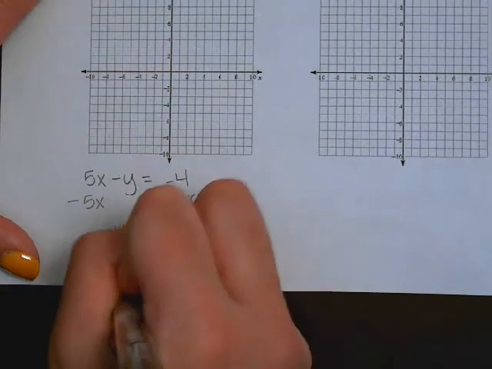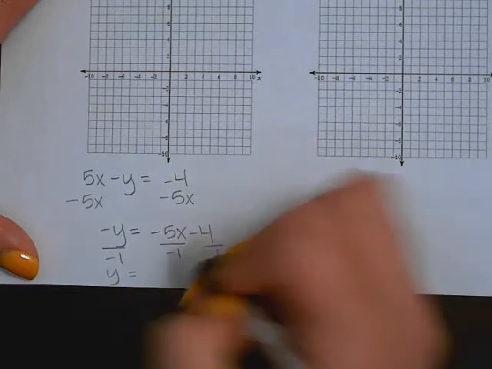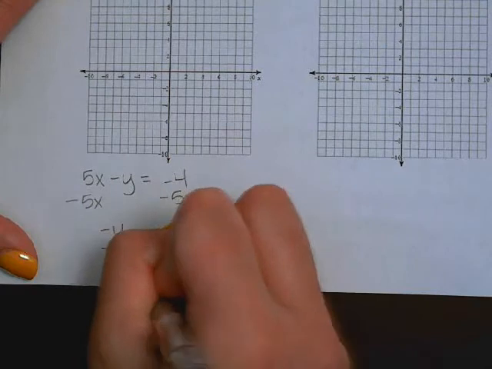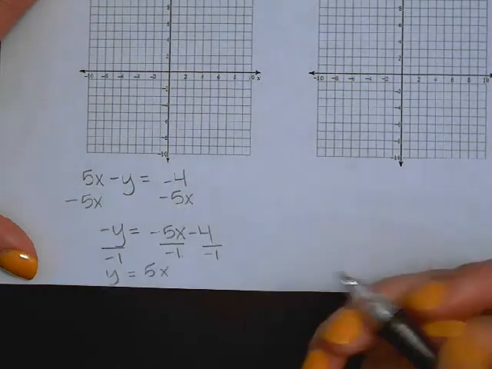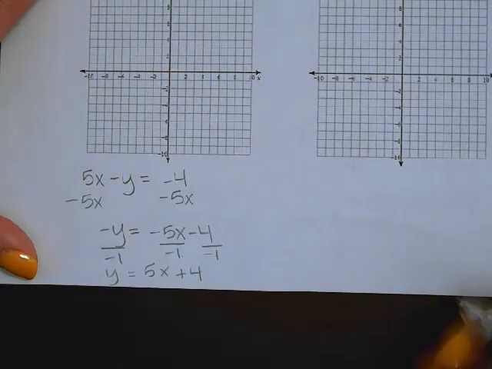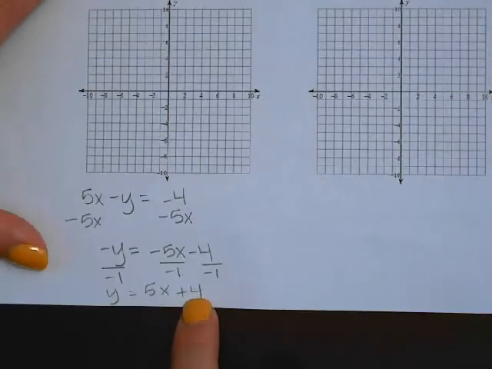So now the y is all alone. -5 divided by -1 is +5x. -4 divided by -1 is +4. So that means that my y-intercept is +4.